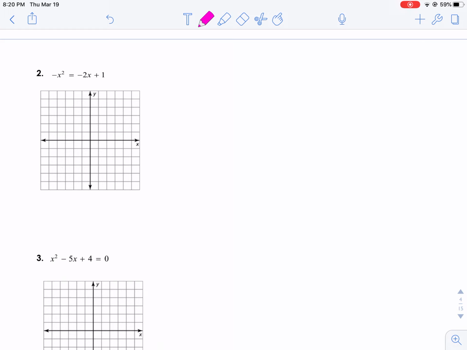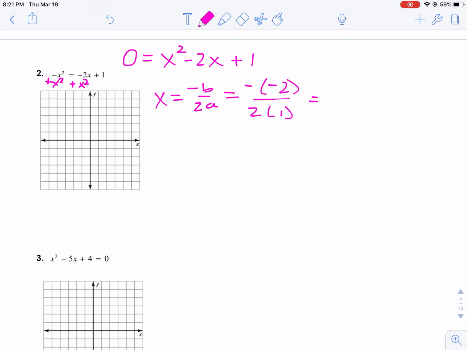Example 2, we have negative x squared equals negative 2x plus 1. We want to make sure everything's on the same side of our equation, so we could add the x squared to both sides. So we get 0 equals x squared minus 2x plus 1. Again, this is in standard form, so to graph, we're going to take negative b over 2a. So this would technically be negative 2 over 2 times 1, which would give us 1. When we substitute 1 squared minus 2 times 1 plus 1 into our original equation, that leaves us with 0.